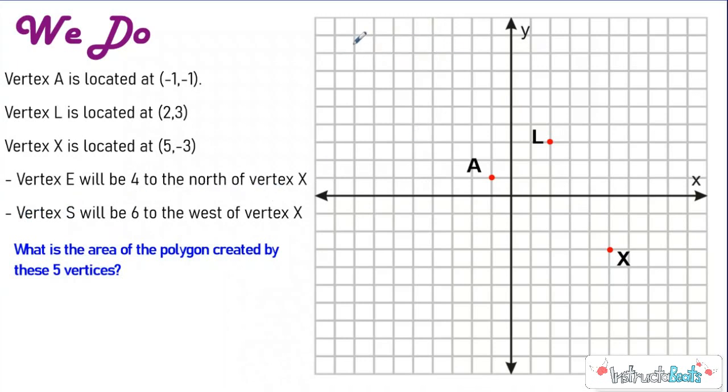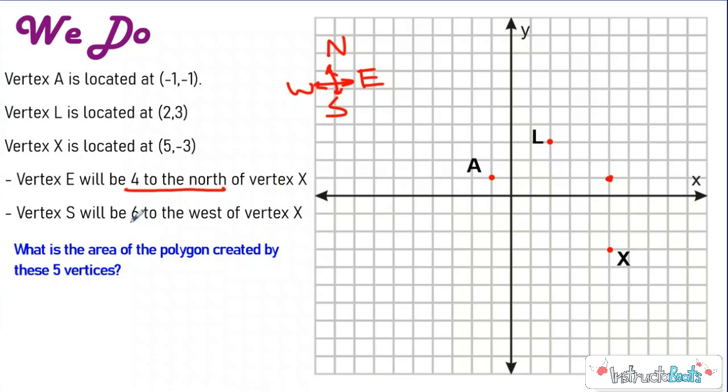So I'm going to think about this coordinate plane, right? North, east, never eat soggy waffles, kind of as my directional compass right there. And let's go ahead and build this polygon by adding our vertices. So vertex E will be 4 to the north of vertex X. So here's X. I'm going to go north 4: 1, 2, 3, 4. There we go.